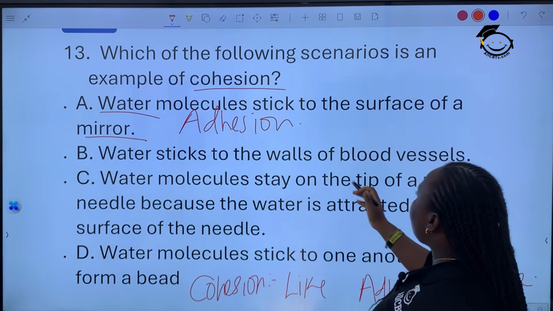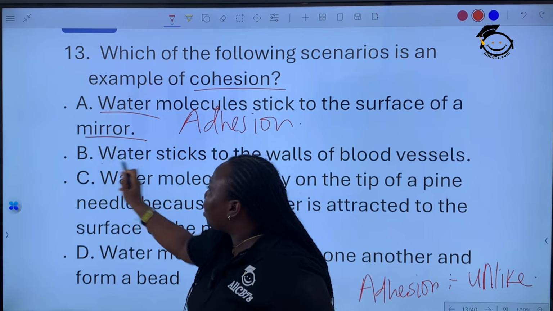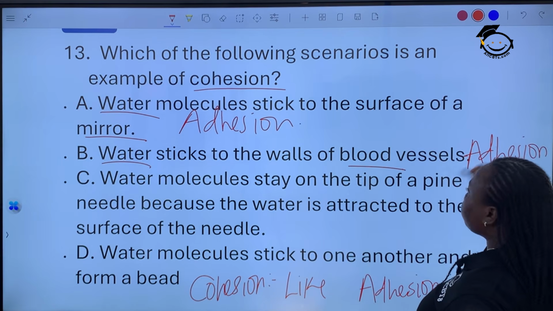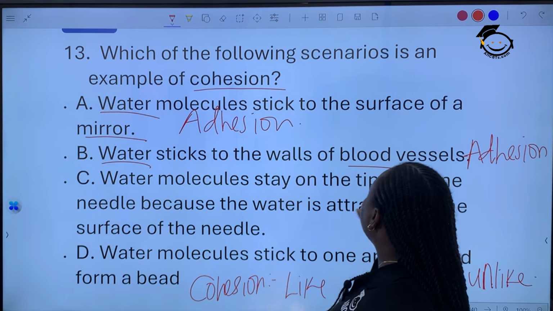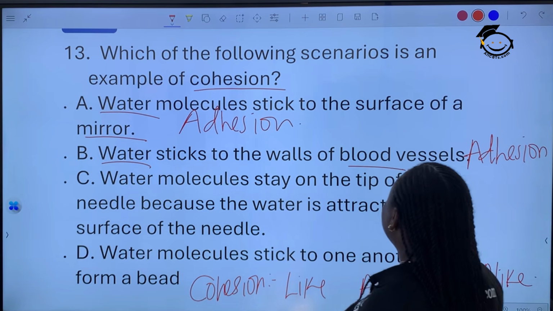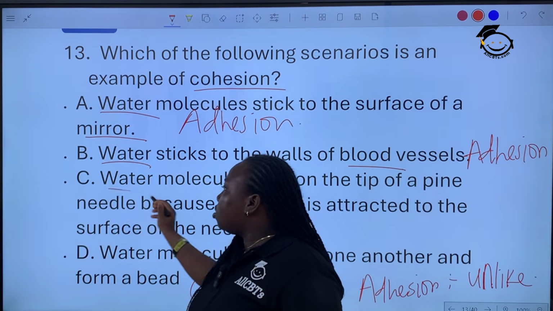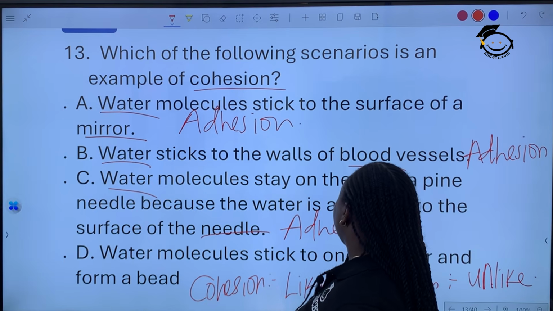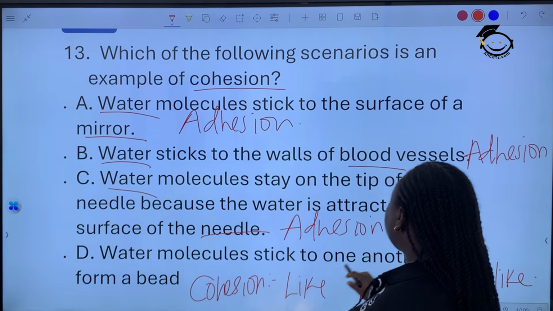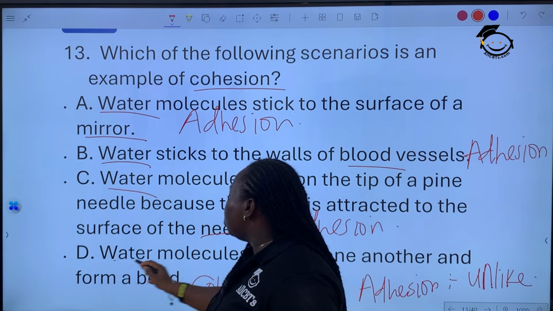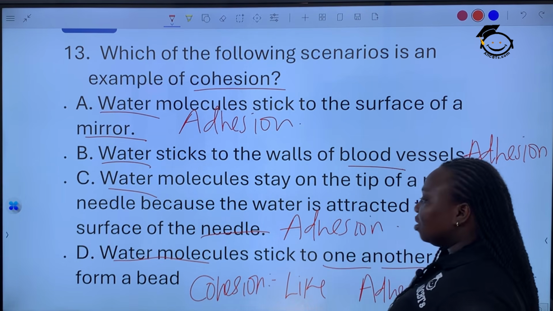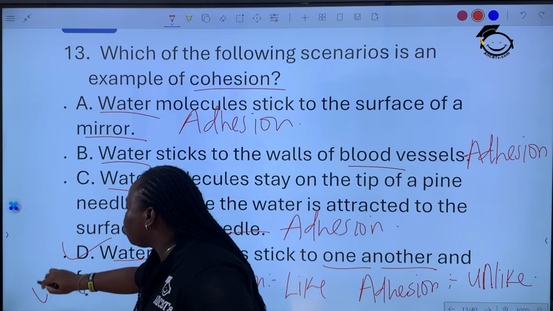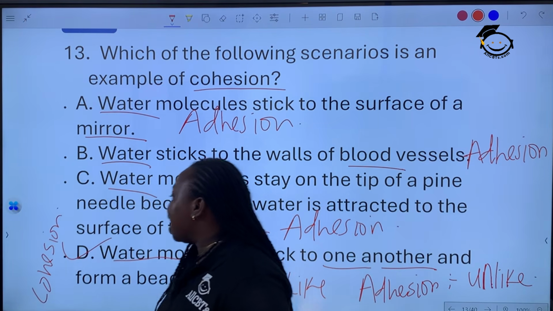B, water sticks to the walls of blood vessels. We are seeing water and blood vessel, that is adhesion. C, water molecules stay on the tip of the pine needle because the water is attracted to the surface of the needle. It is water and needle, and it is adhesion. D, water molecules stick to one another. That means water and water, so option D is cohesion. Our answer is option D.